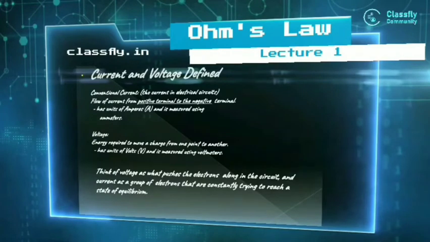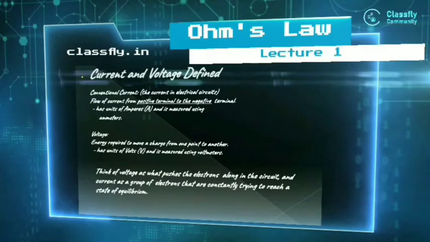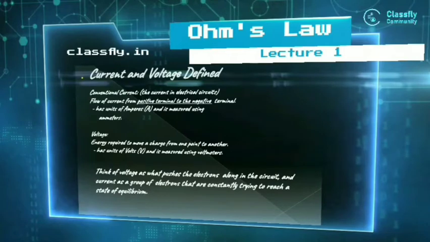Now we will look at current and voltage and how we define them. What is conventional current? The current in electrical circuits. Any current which is in an electrical circuit is a current. Flow of a current from the positive terminal to the negative terminal has units of ampere and is measured using ammeters. If there is a circuit, we need to measure current. For measuring current we need a device, right? So we use an ammeter, and we know that the current unit is ampere.